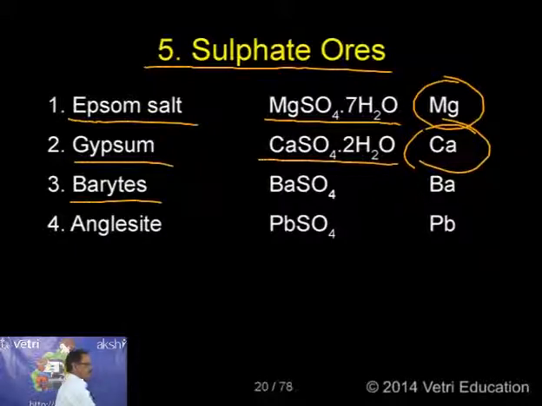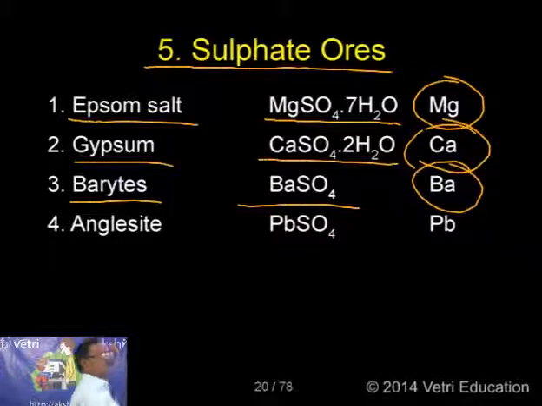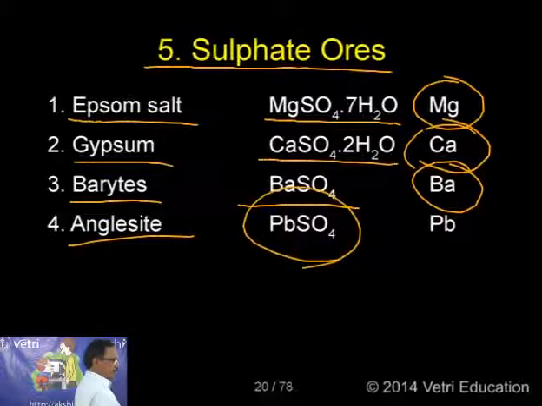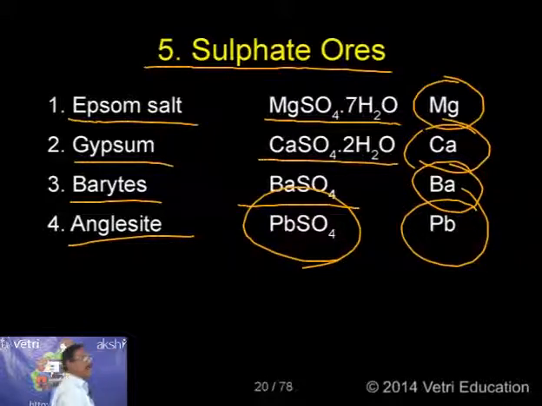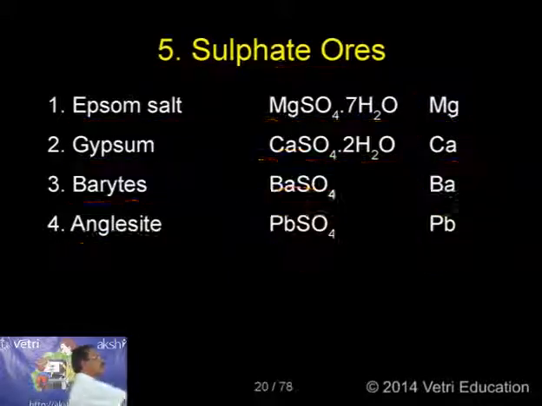Third one, barytes, another important sulfate ore. Molecular formula BaSO4, and mainly barium is the metal we are extracting from this sulfate. Then anglesite, another important sulfate ore. Molecular formula PbSO4, I can call it lead sulfate. Mainly lead is the metal that we are getting from anglesite.